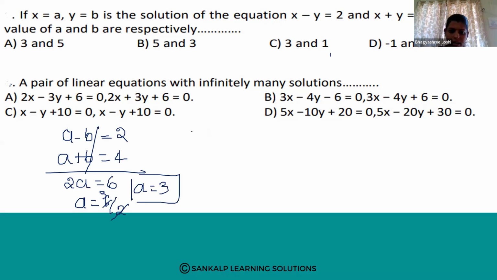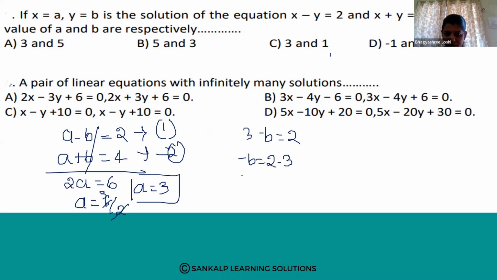So if we substitute the value of A in equation number 1, what we will get? 3 minus B is equal to 2. So minus B is equal to 2 minus 3. So minus B is equal to minus 1. So minus and minus will get cancelled. B is equal to 1. That means values of A and B are 3 and 1. Is it there in the option? Yes, option C is there. So 3 and 1, option C is right.